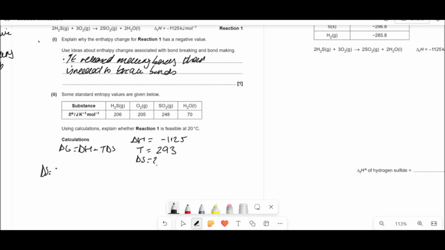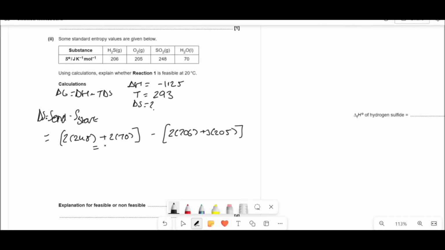So delta S is equal to S end minus S start, as in the entropies. In this circumstance, it would be 2 times 248 plus the H2O, there's 2 of them, so 2 times 70, all minus the entropy at the start, which was 202 times 206, plus 3 lots of 2O. That gives you an entropy change of minus 391 joules per Kelvin per mole.